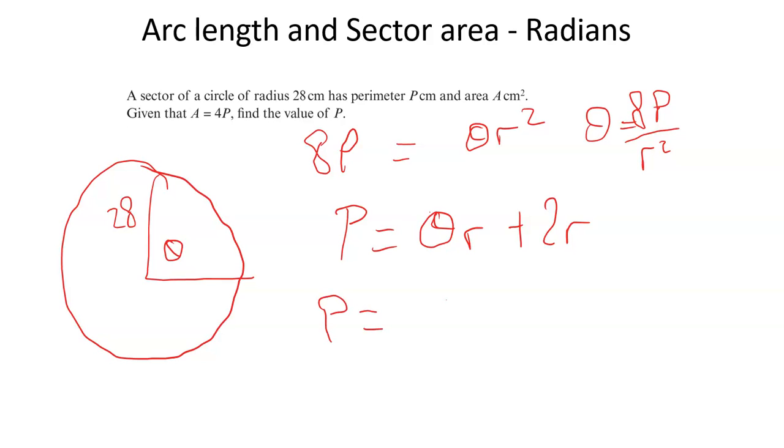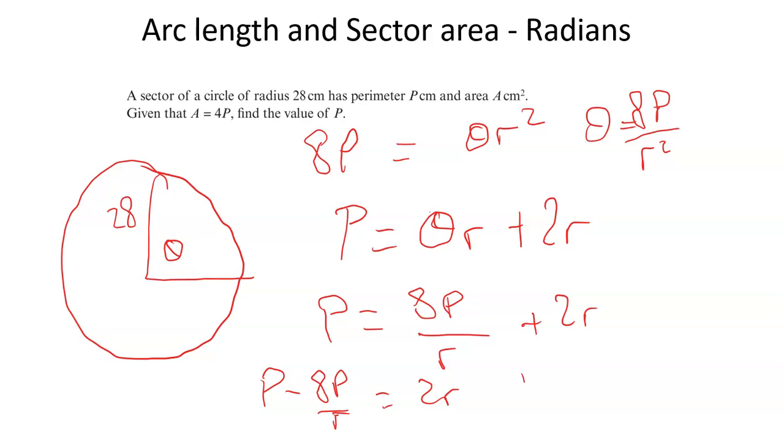So p equals 8p r over r squared plus 2r. And of course we can get rid of that r and that squared, because they cancel out, r divided by r. And we just need to get all the p's onto one side now. So we need to say that p minus 8p over r equals 2r. And factorize out the p and say p times 1 minus 8 over r equals 2r.